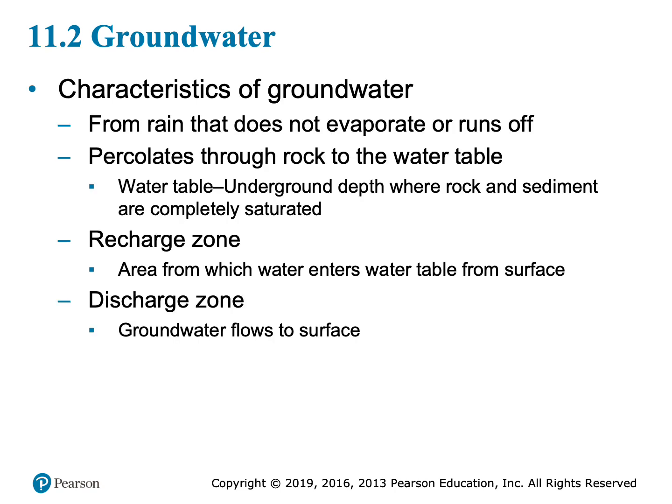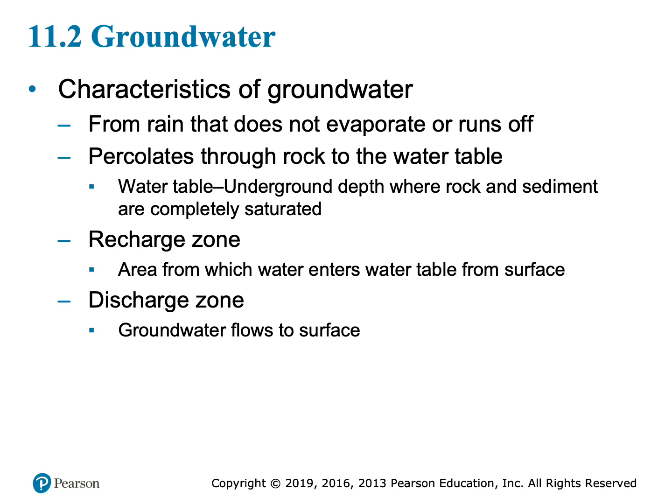Characteristics of groundwater: it can be from rain that does not evaporate or run off, so it'll percolate, or sink through the rock to the water table. The water table is your first bullet under characteristics of groundwater.